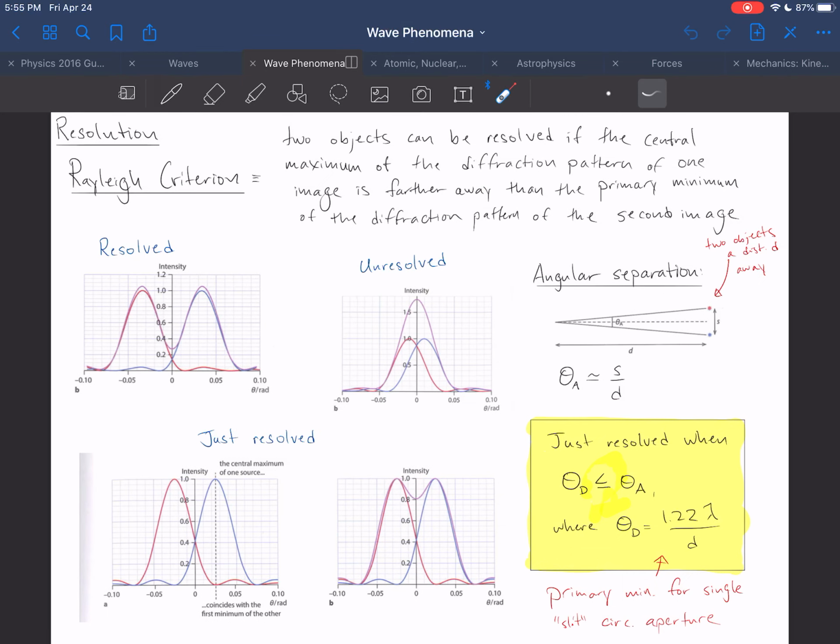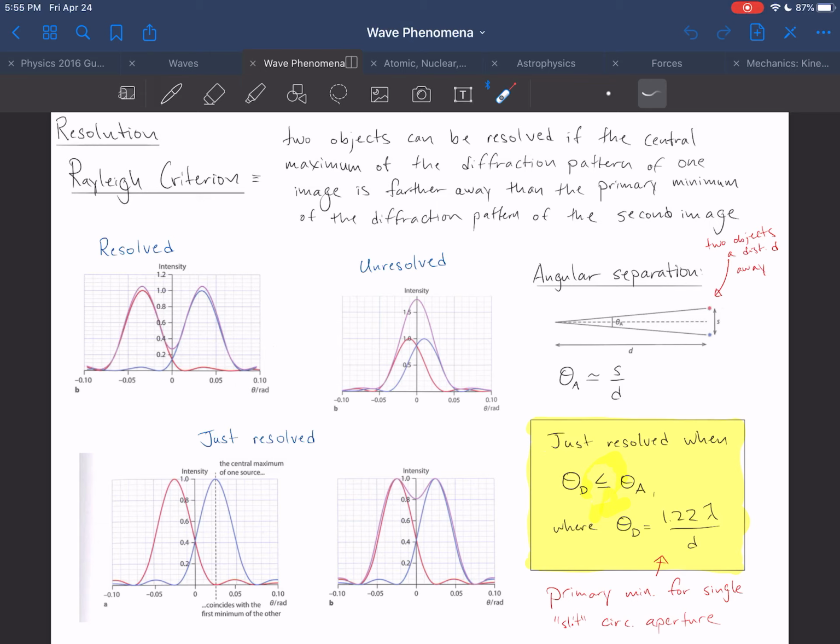In the last video, we defined the Rayleigh criterion, which, as a reminder, said that two objects can be resolved if the central maximum of the diffraction pattern of one image is farther away than the primary minimum of the diffraction pattern of the second image. Just as a side note, if you're asked for the criterion, you have to mention that it's the diffraction pattern.